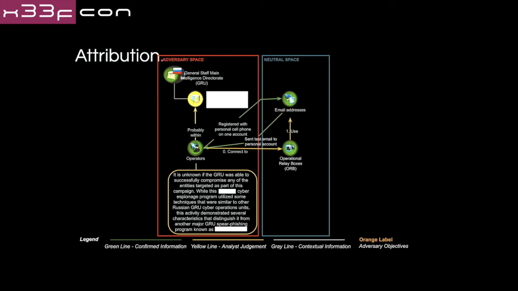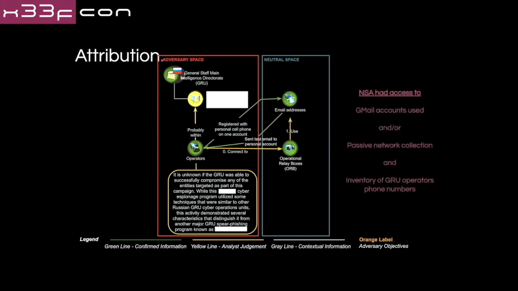This activity demonstrated several characteristics that distinguish it from another major GRU spear phishing program. Now, what is this telling us? It is telling us that the NSA had access to the Gmail accounts that were used for the spear phishing campaign, which is reasonable to think, and or they had access to passive network collection, and by that I mean network taps where they could see the traffic that we see displayed over here.